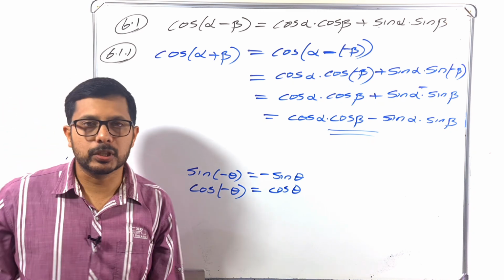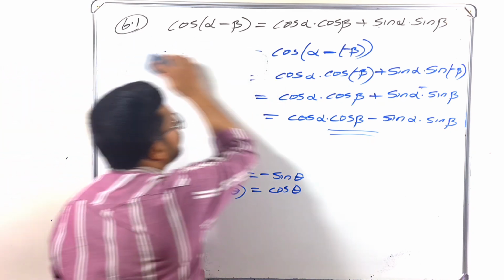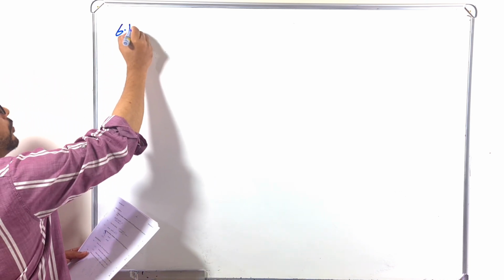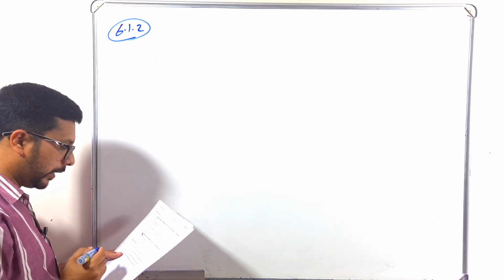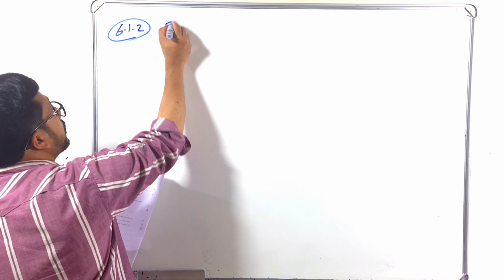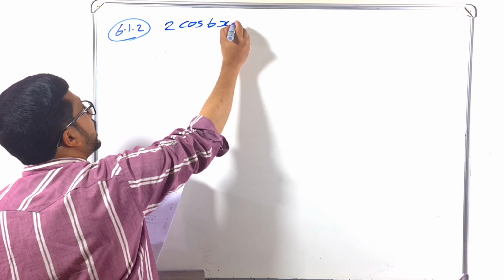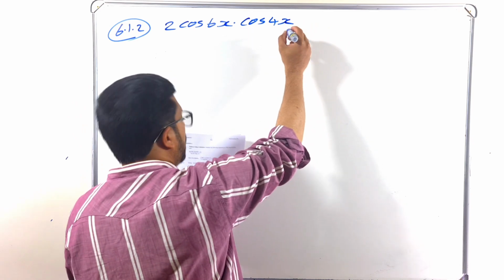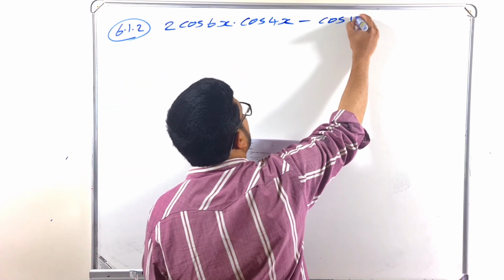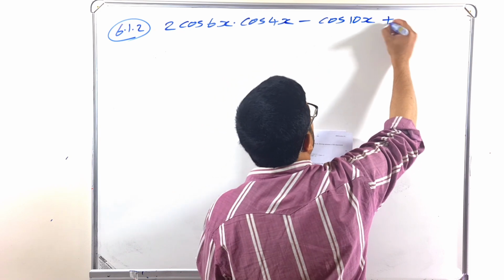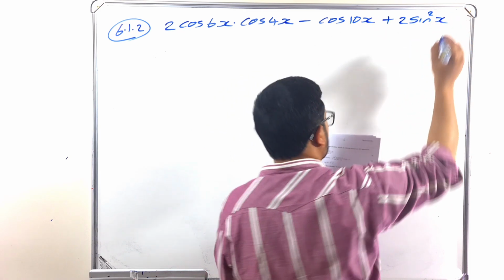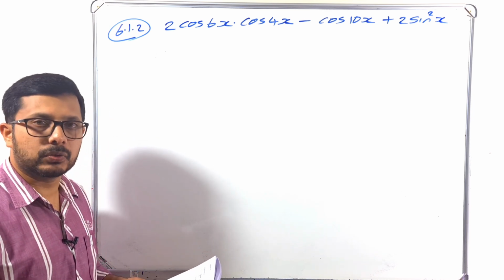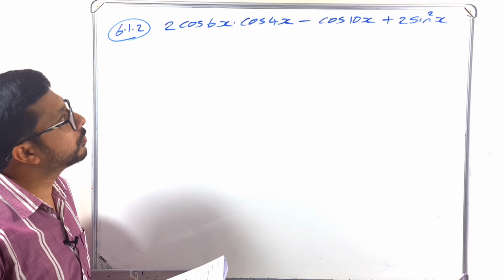Now let's move to question number 6.1.2. Simplify completely 2 cos 6x cos 4x minus cos 10x plus 2 sine square x. You have to simplify that one completely. And how many marks for that question? 5 marks. So it means you have to do something there.